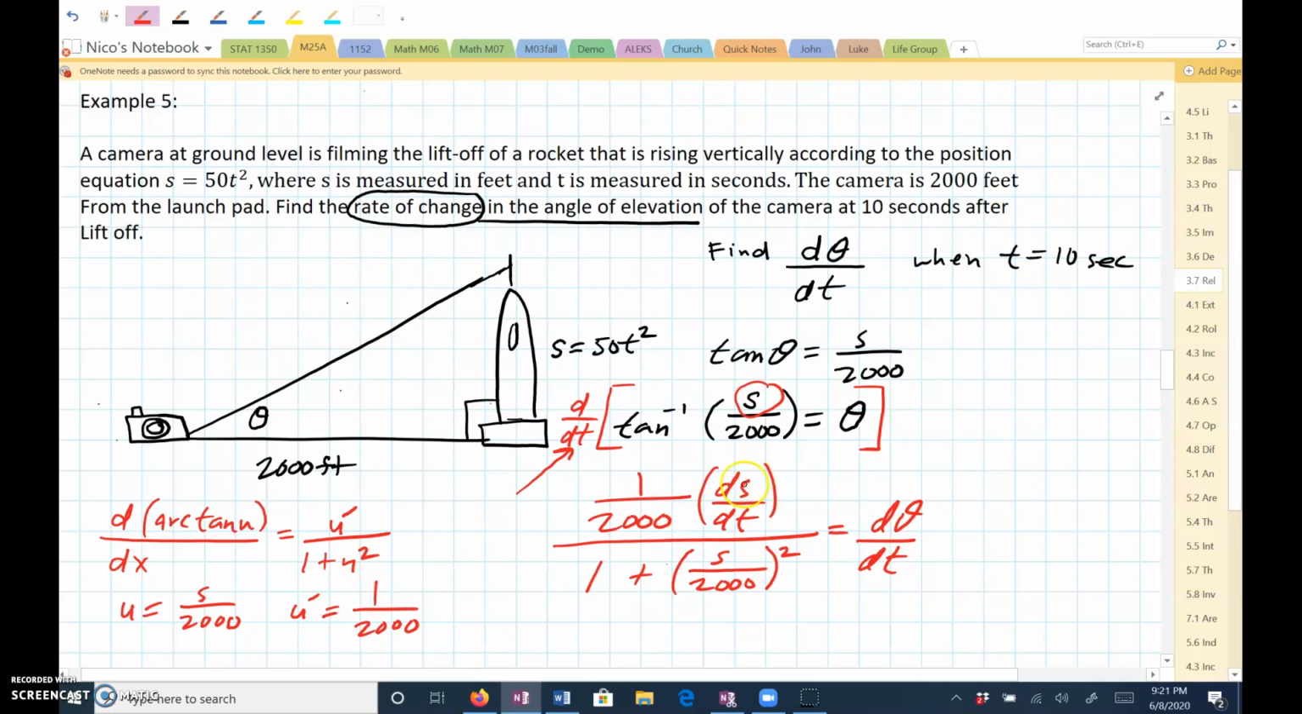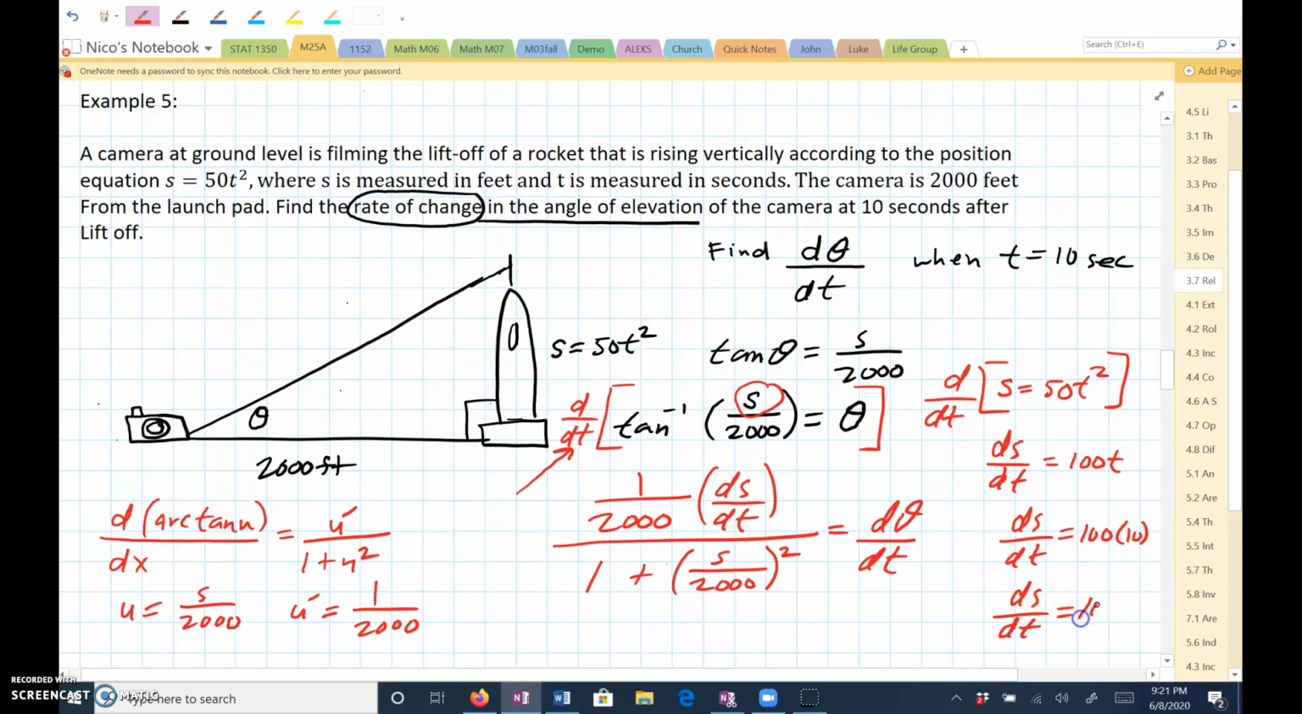Now we need the derivative of s with respect to t. So let's look at s equals 50t squared. Taking the derivative with respect to t, ds dt equals 100t. We know for our particular problem that t is 10, so ds dt is going to be 1,000.